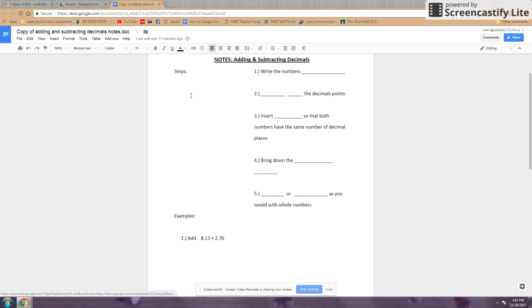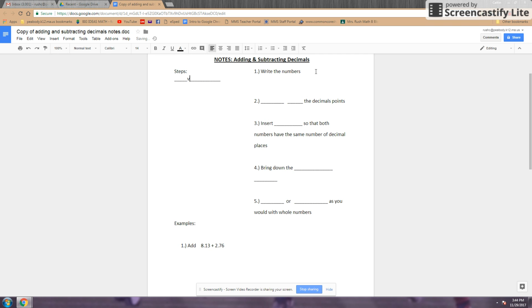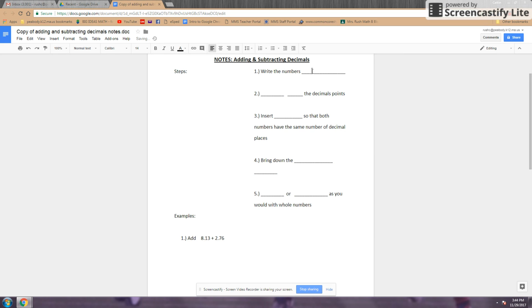All right, so we're going to go through the steps up here and then do some examples down at the bottom. So step one, when we're adding and subtracting decimals, you need to write out the numbers vertically. That means straight up and down. See how down here, usually they're horizontal? So we want to write them out vertically, up and down. Step two, we need to line up the decimal points. Line up.